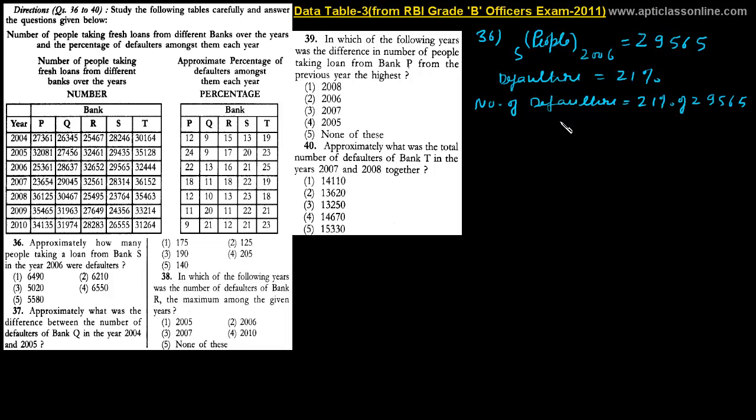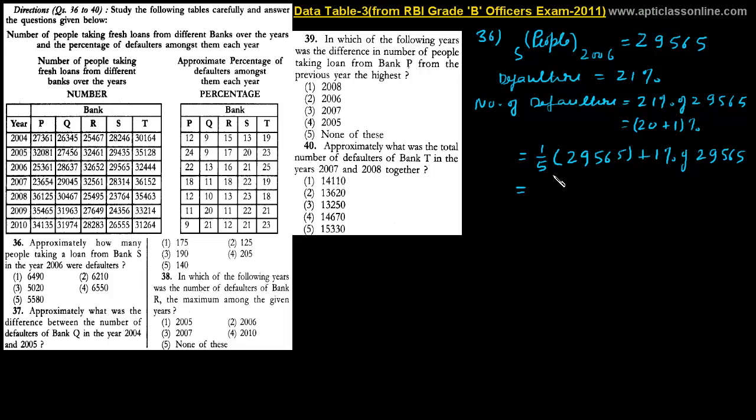To reduce time, we can calculate 21% as 20 plus 1%. So 20% means 1/5. That means 1/5 of this value plus 1% of this value. So 1/5 of this value we can write here. Otherwise, we can calculate it orally also. We do not need to write 1/5 of 29565 plus 1% of 29565. We can do this calculation mentally.